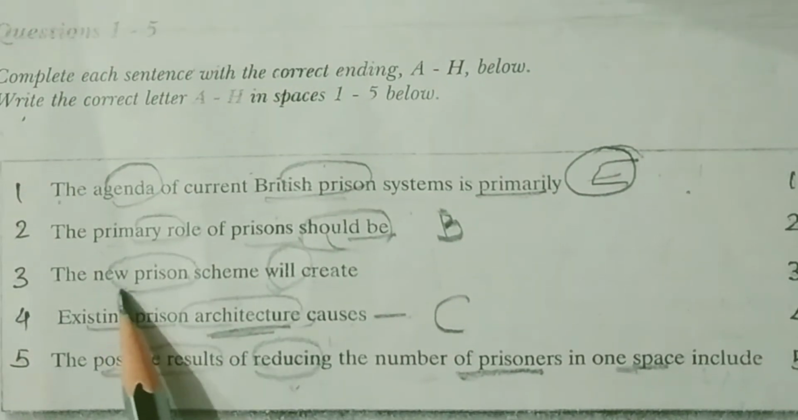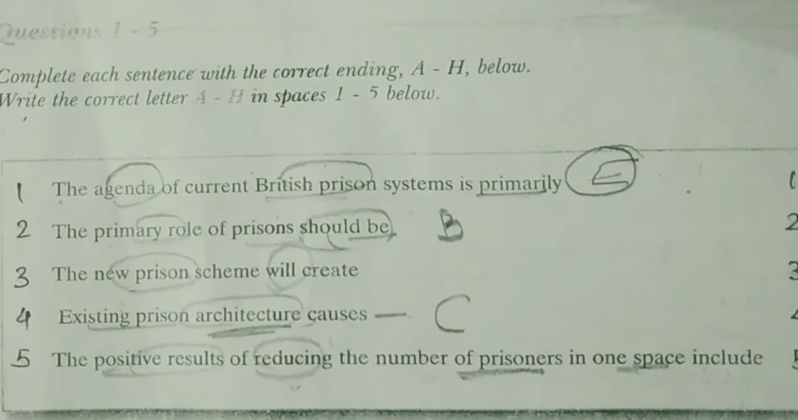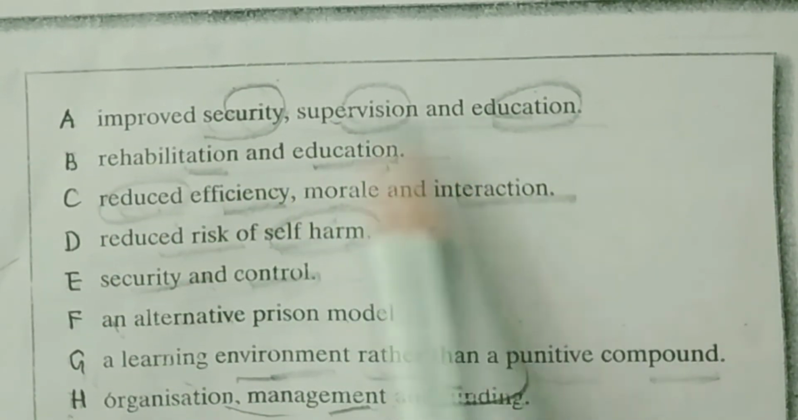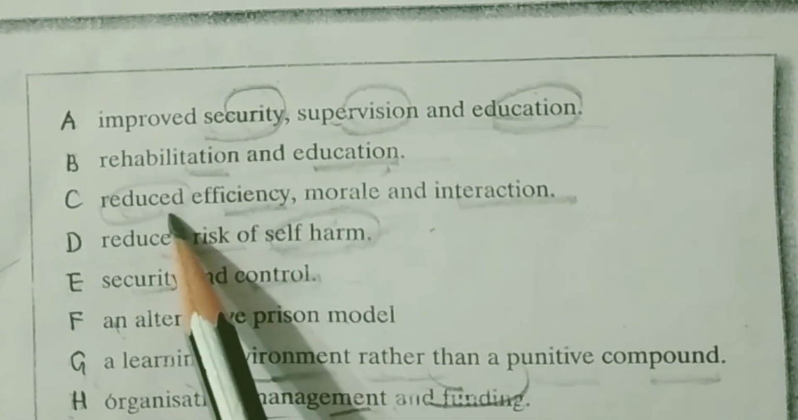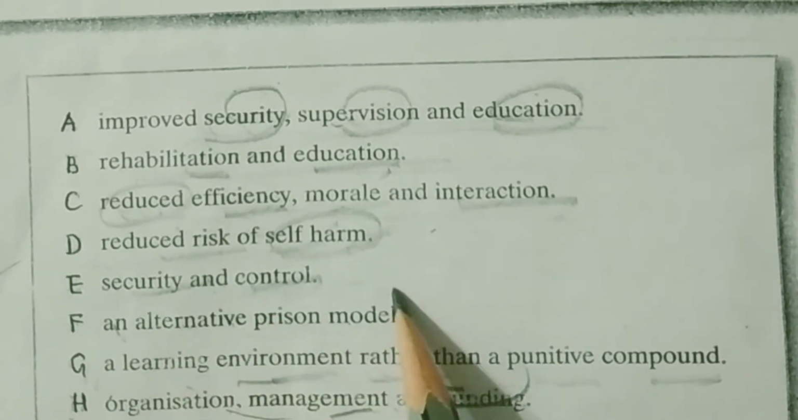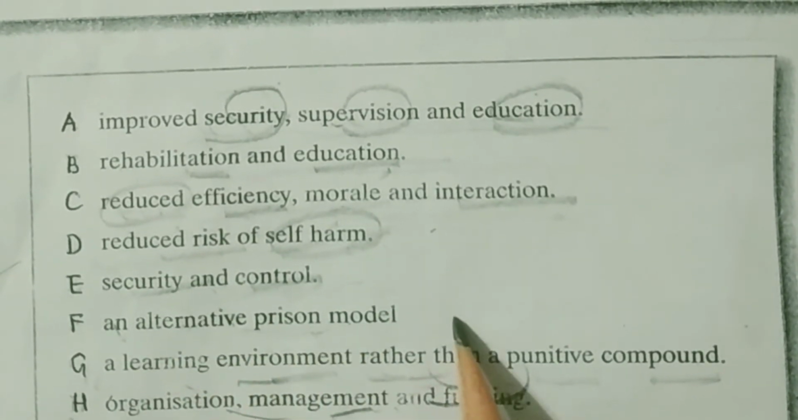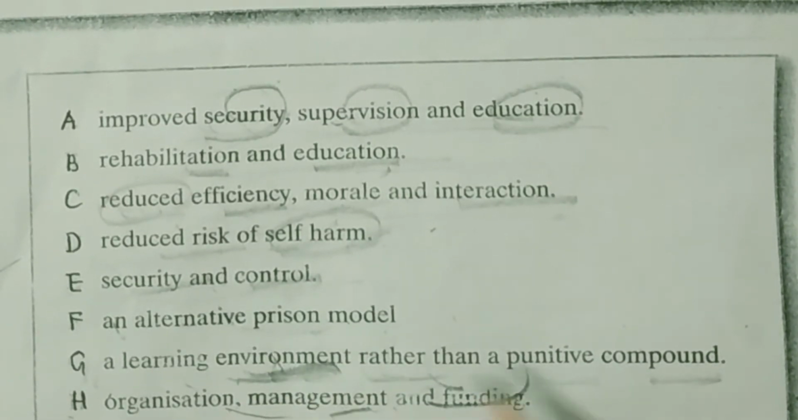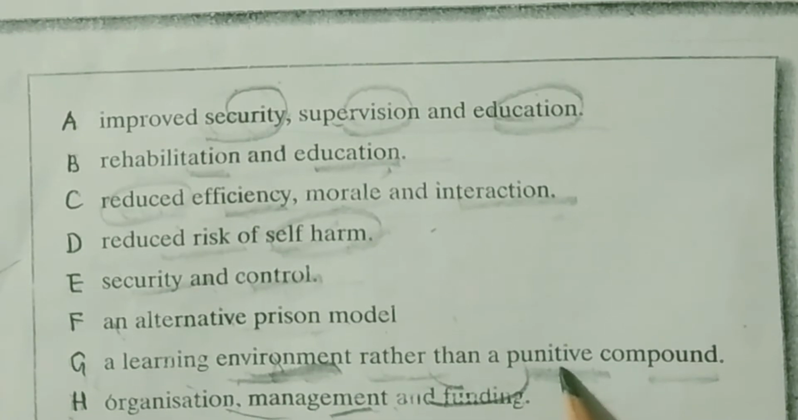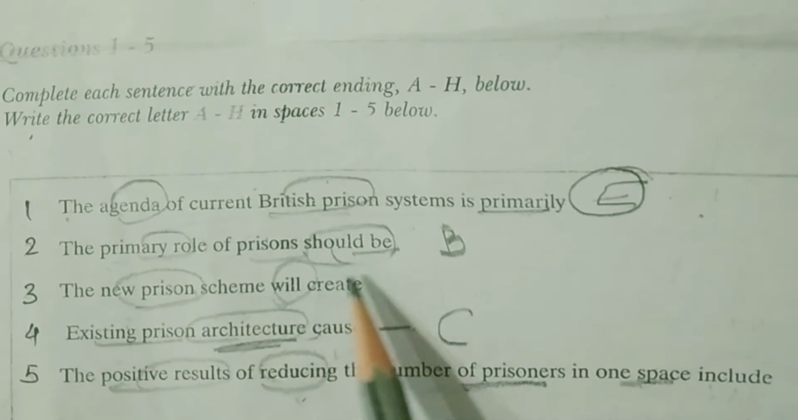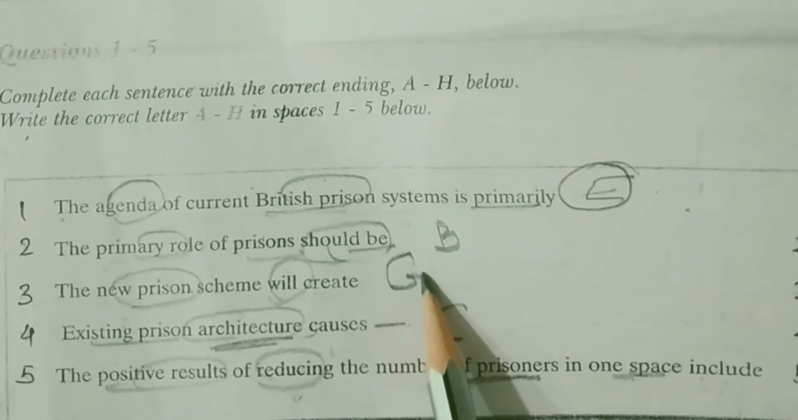Now let's go to the questions. The question is, the new prison scheme will create. Now the options are what? Yes, the options are improved security, supervision, education, rehabilitation and education, reduced efficiency, morale and interaction, reduced risk of self-harm, security and control, an alternative prison module, a learning environment. Yes, a learning environment. It was clearly written rather than punitive. Punitive means punishment. Let's go to the questions. So without any hesitation, write down the answer G to question number 3.